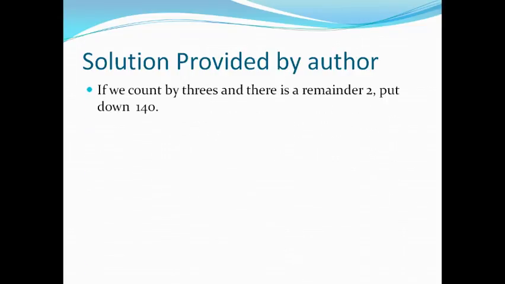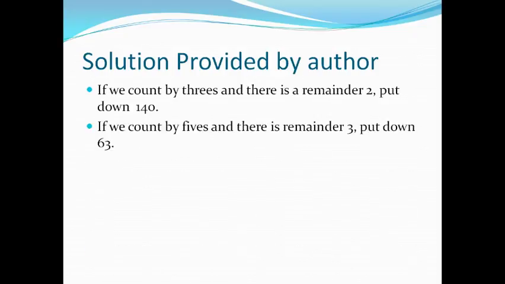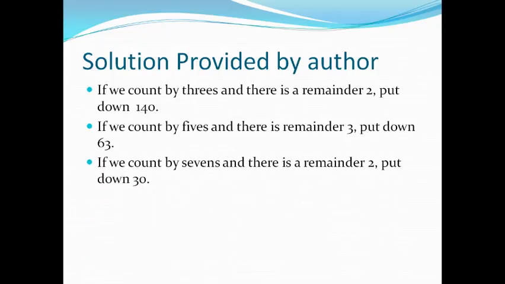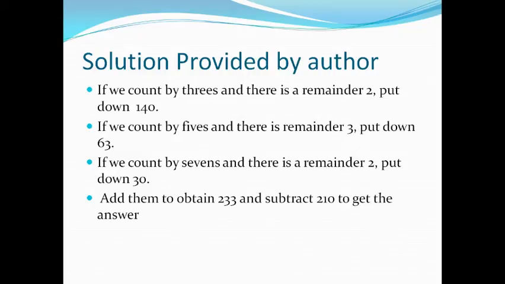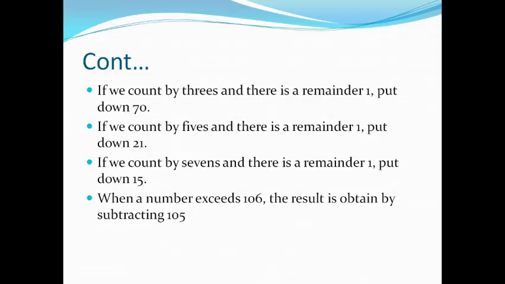The author says that if we count by 3, there is a remainder 2, put down 140. Then if we count by 5, the remainder is 3, put down 63. If we count by 7, the remainder is 2, put down 30. And then obtain 233 and subtract 210 to get the answer.